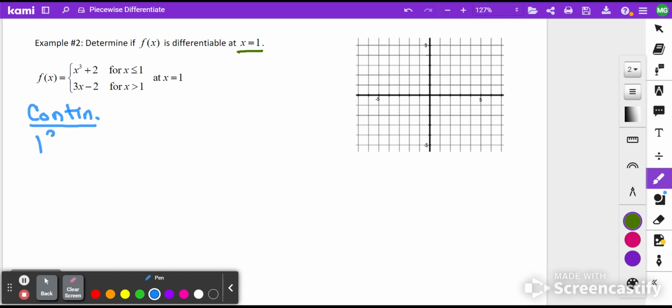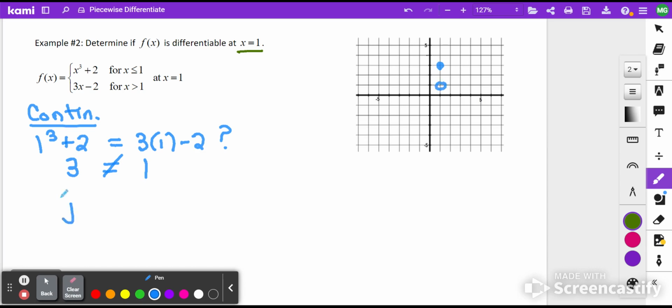So we have 1 cubed plus 2. And we want to know, is that equal to 3 times 1 minus 2? This is our big question. 1 plus 2 is 3. 3 minus 2 is 1. These are not equal. This function has a height of 3 when x equals 1. So 1, 1, 2, 3. It will end there. But the next function starts at a height of 1.